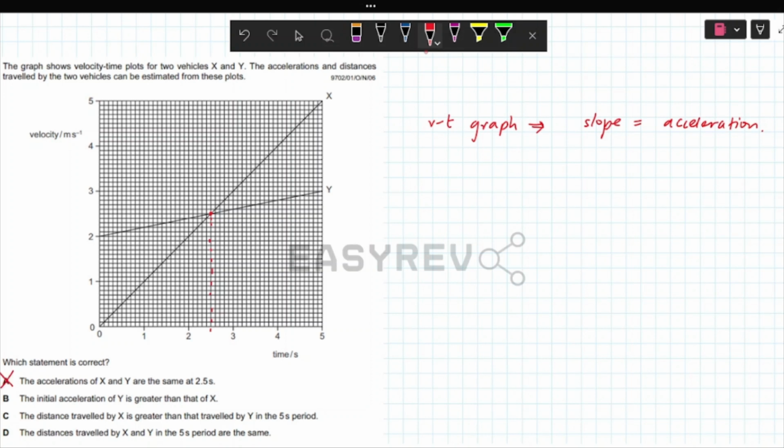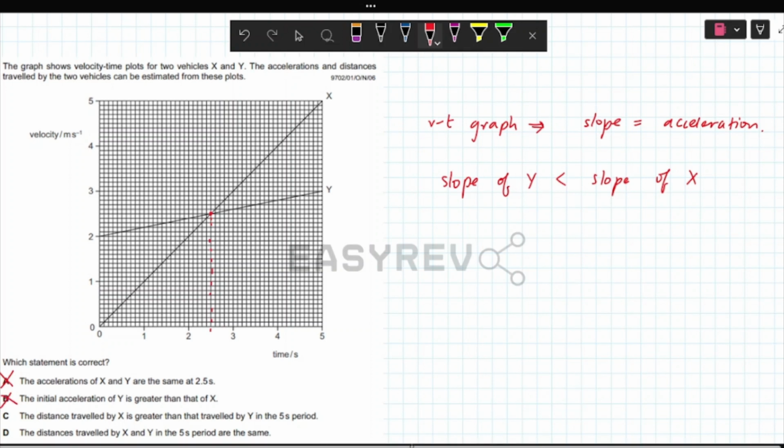Let's look at the next option. The initial acceleration of y is greater than that of x. Once again, this is incorrect because we can see how the slope of y is actually lesser than the slope of x. Not only that, but they're constant in their own regard. So they're not changing with the passage of time, and moreover, graph y starts with a smaller value of the slope and keeps it that way. So once again, B is also incorrect. Now we're left with C and D.